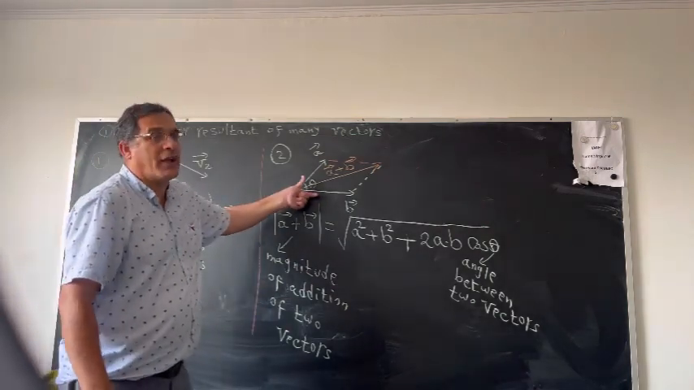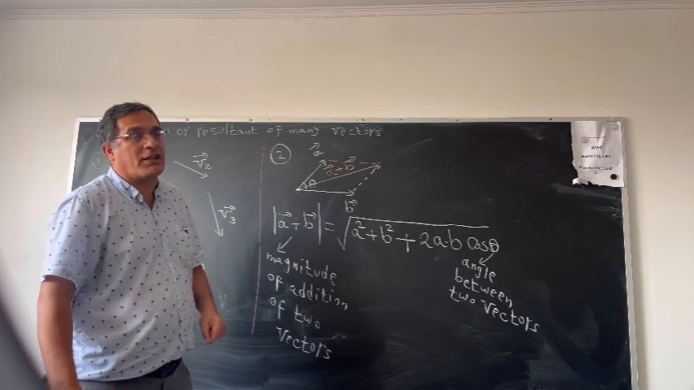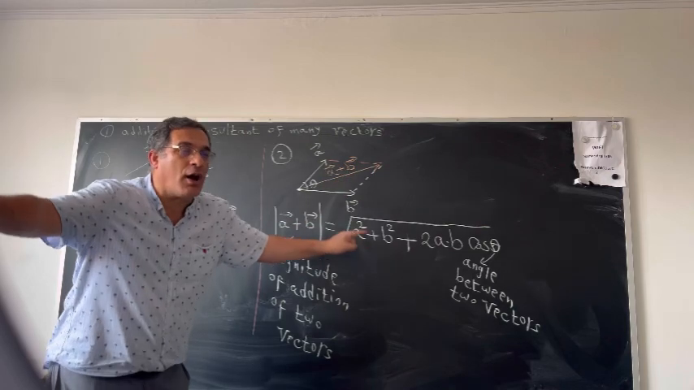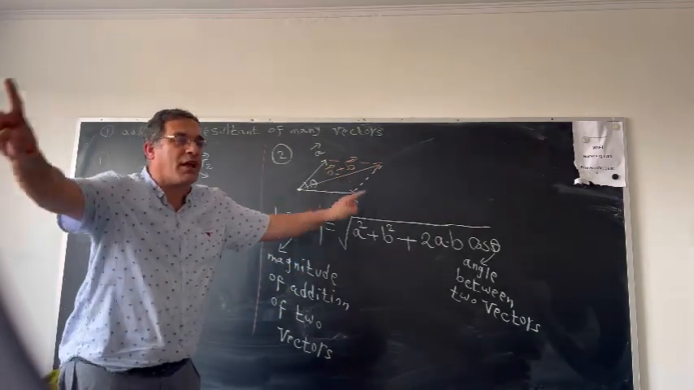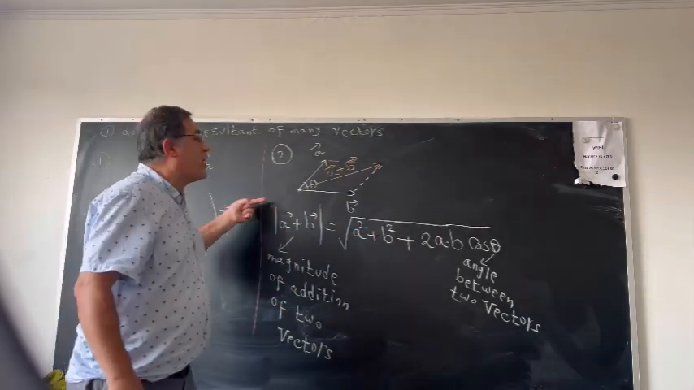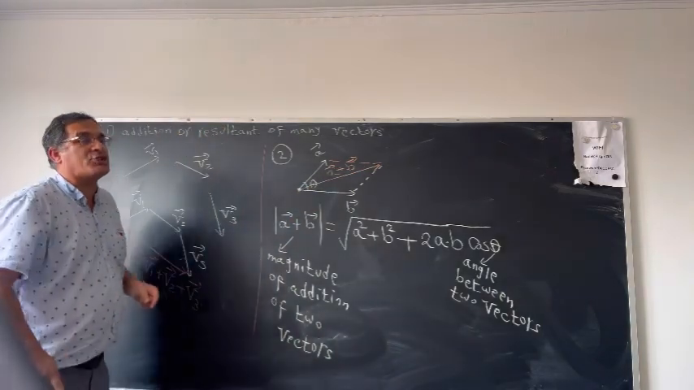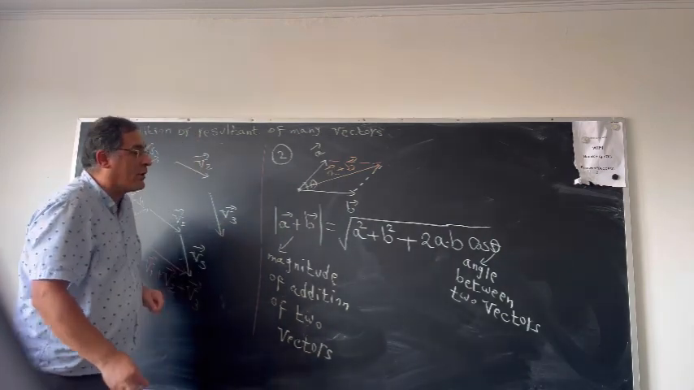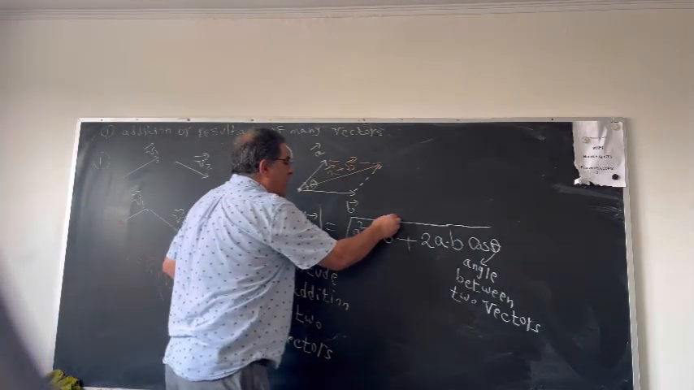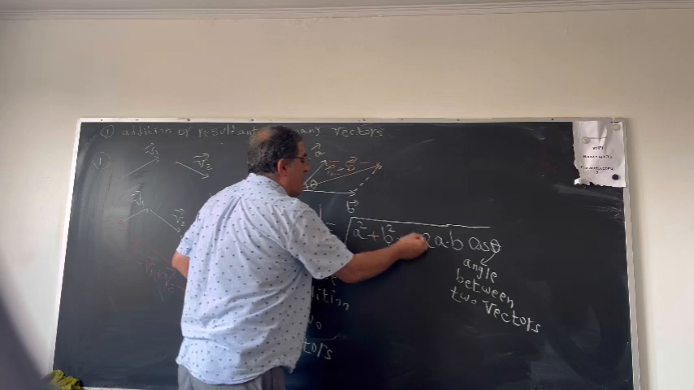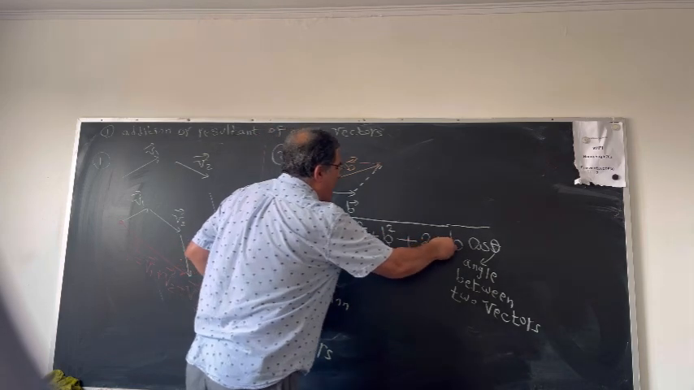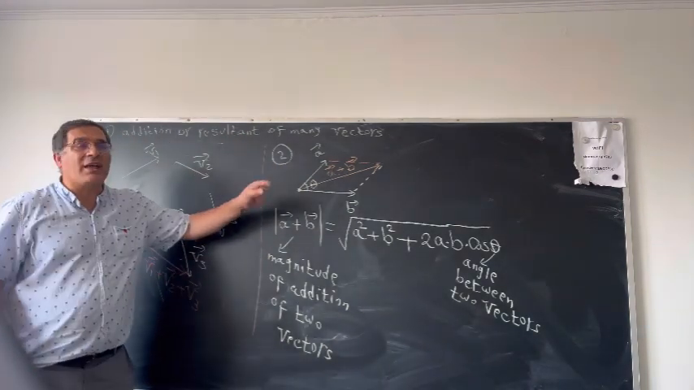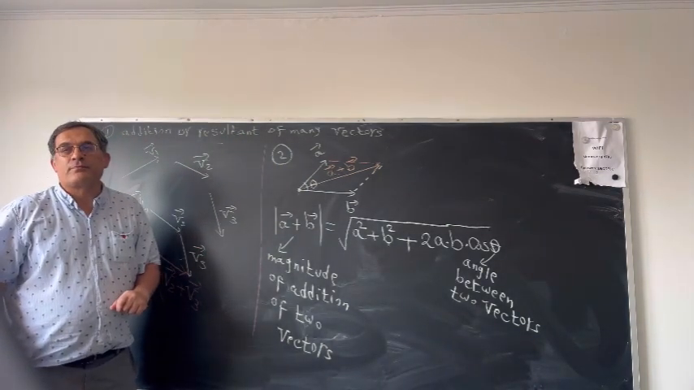Again, if you have two vectors, make the angle together. So how do you find the resultant? You have to make the parallelogram. The diagonal between two vectors is addition or resultant. How do you find the magnitude? First vector square, second vector square, plus 2 times first times second vector times cosine theta. Theta is the angle between two vectors.